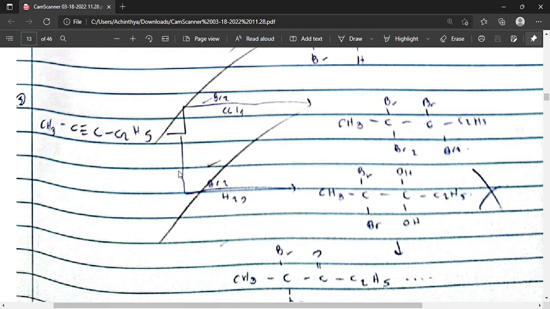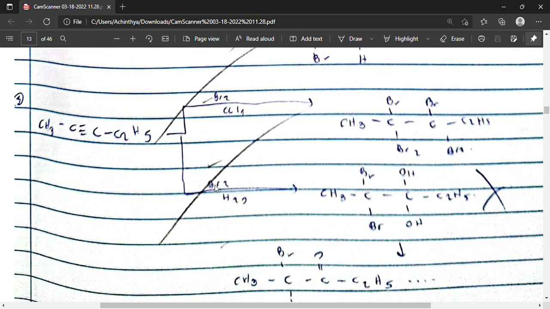If we were to do so with bromine and water, then here we have the carbon which is bound to a larger alkyl group, so the inductive effect is higher. This carbon forms the most stable carbocation, and hydroxide ions will bind to that carbon, while the bromine atoms bind to the other carbon to produce this product.